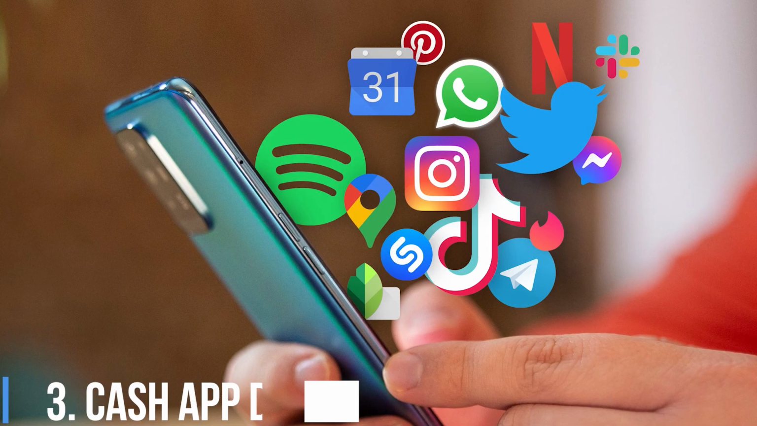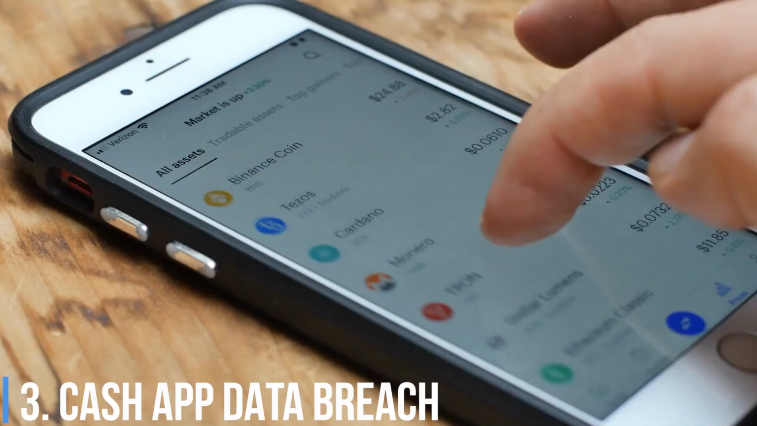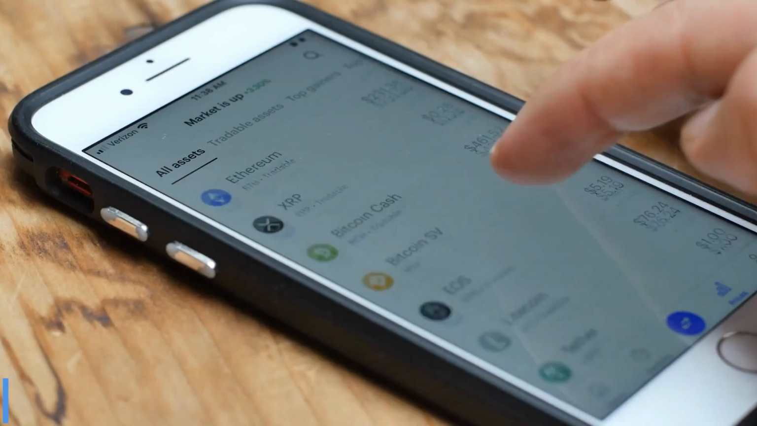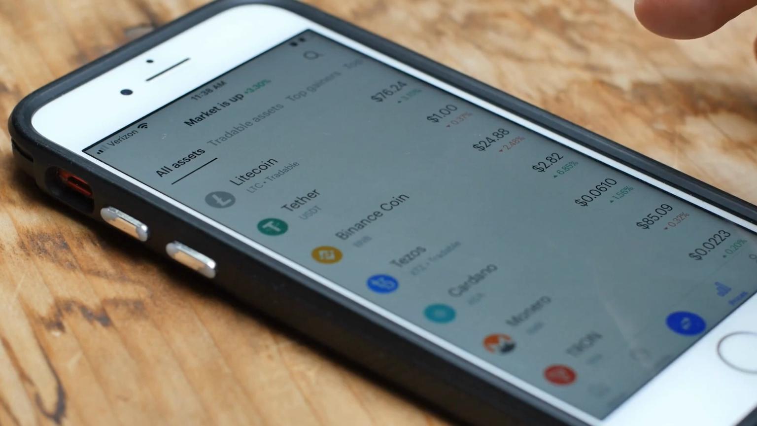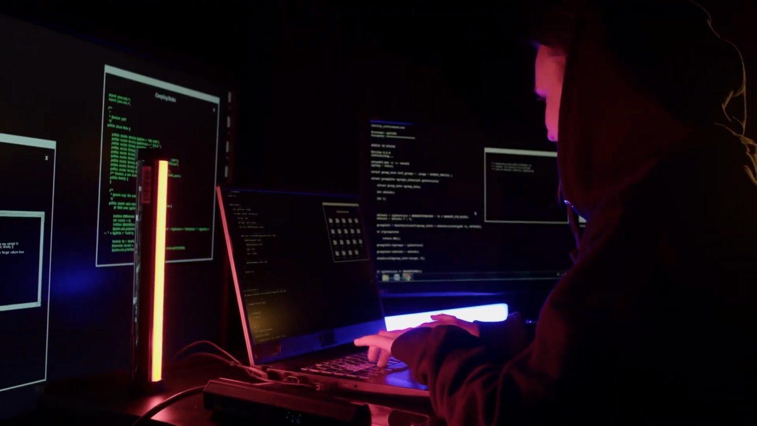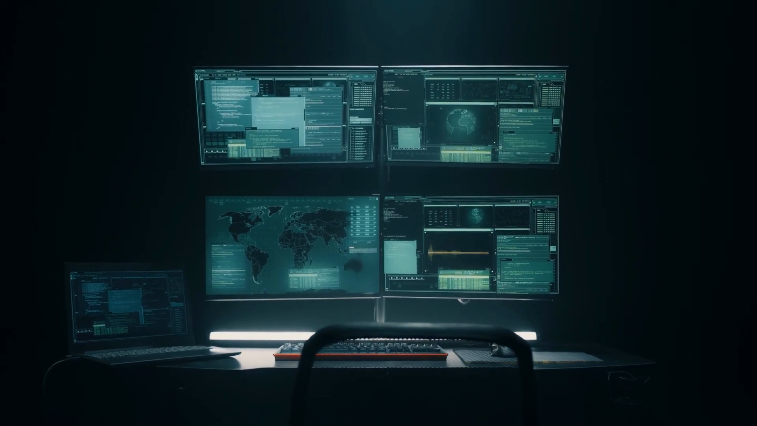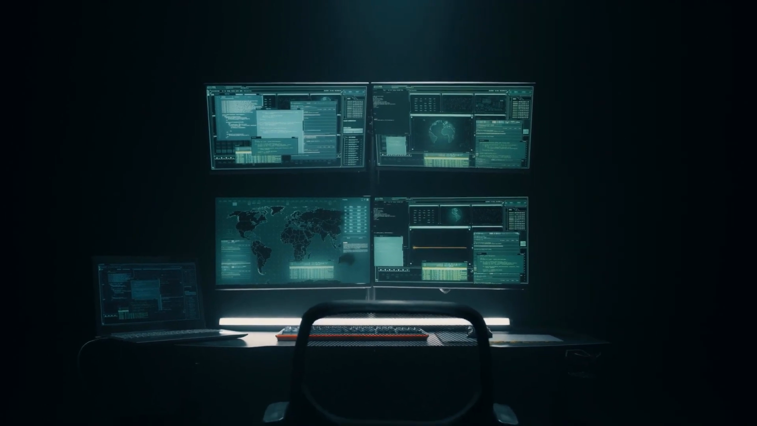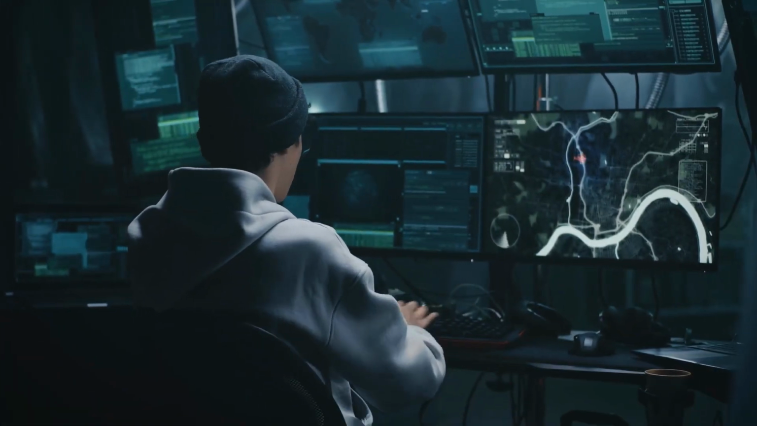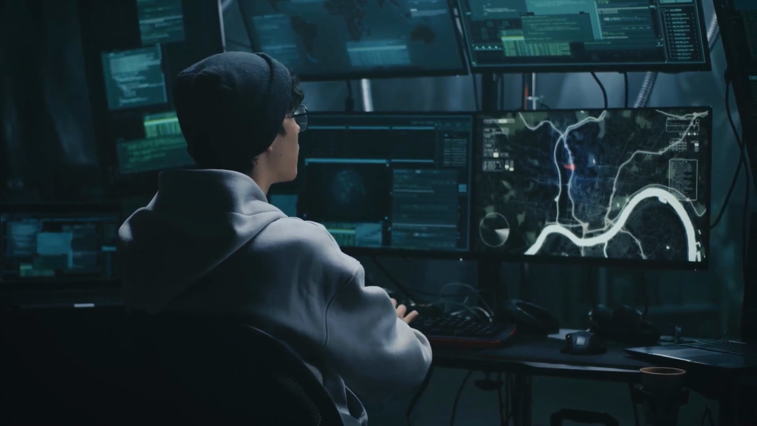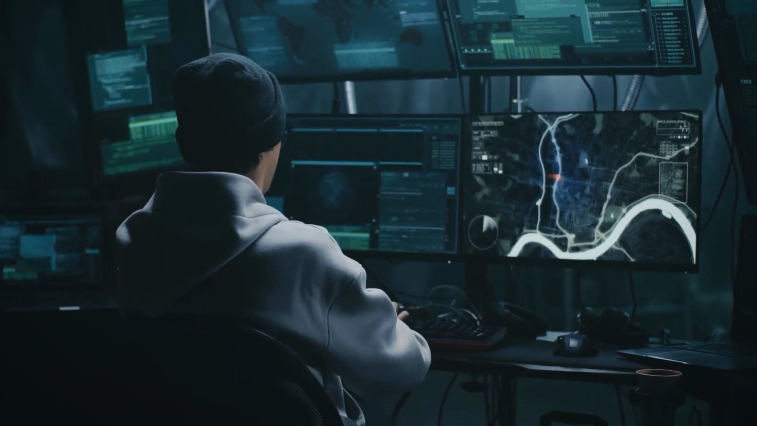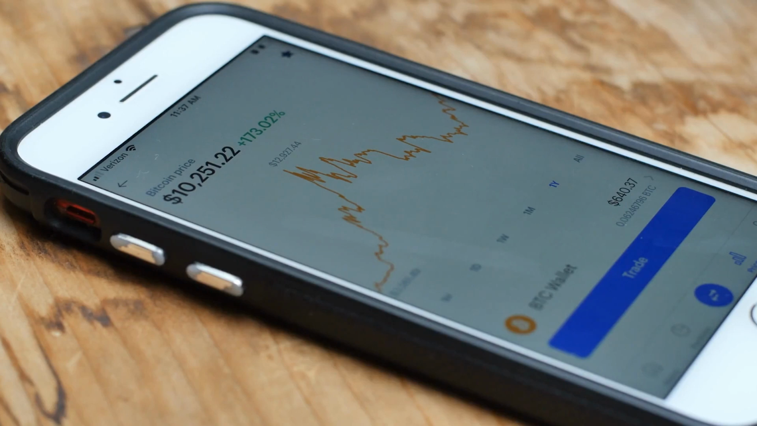Number 3. Cash App Data Breach. In April 2022, Cash App acknowledged that a former employee had breached its servers. The hacker clearly had a significant axe to grind with the business. The hack involved customer names, stock trading information, account numbers, and portfolio values, alongside loads of other sensitive financial information. The company contacted more than 8 million customers to tell them about the incidents.